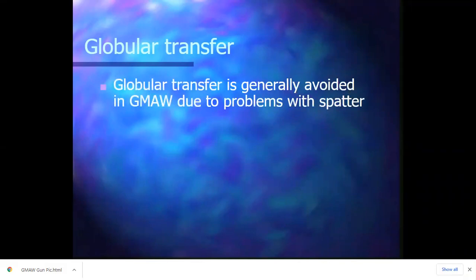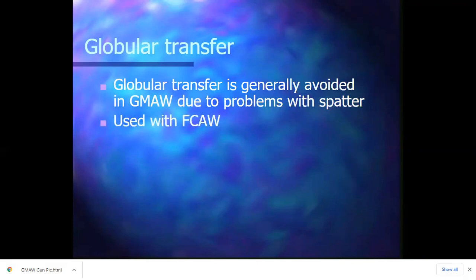Globular transfer is generally avoided in gas metal arc welding due to problems with spatter. Some gases can help out with spatter. The C25 gas we use is pretty good at controlling spatter, but straight CO2 and globular transfer can leave you with a pretty ugly weld. We don't want that. So we generally try and avoid using this mode of transfer just for aesthetic purposes. If you are delivering a product to a customer, you want that product to look good. You don't want to have spatter all over that.